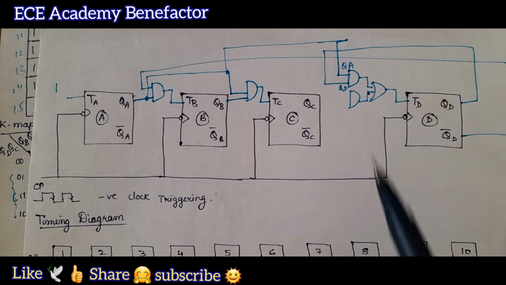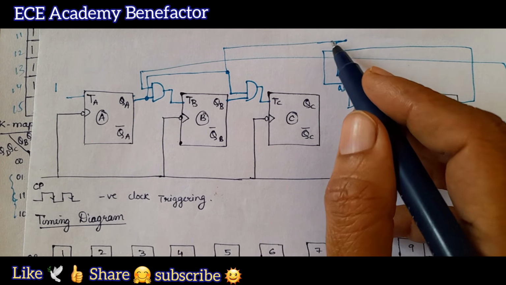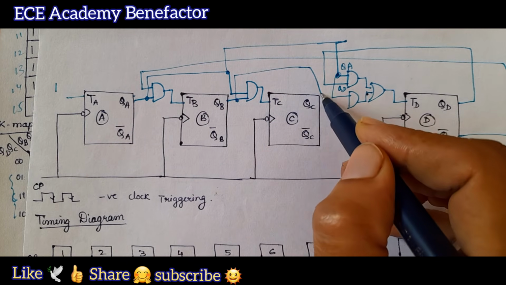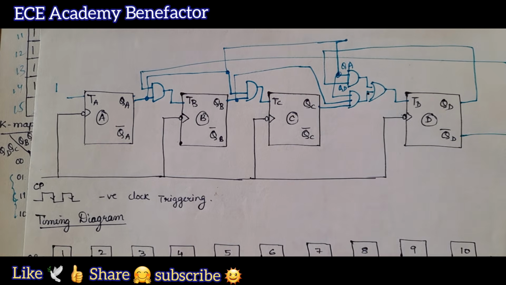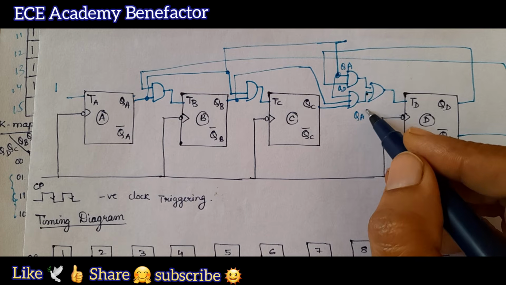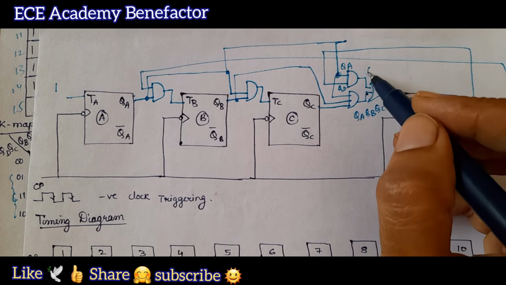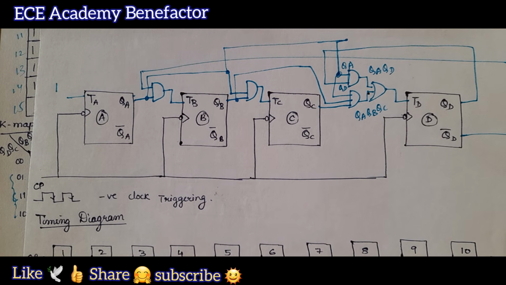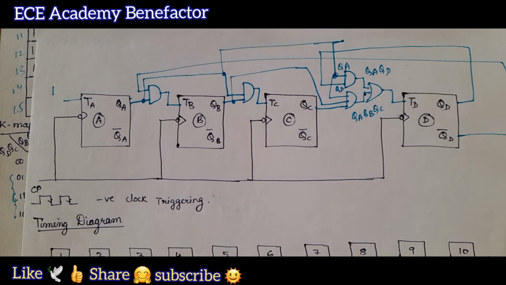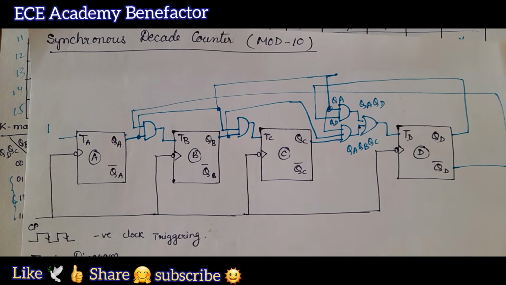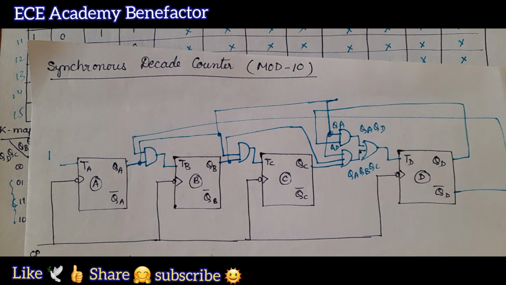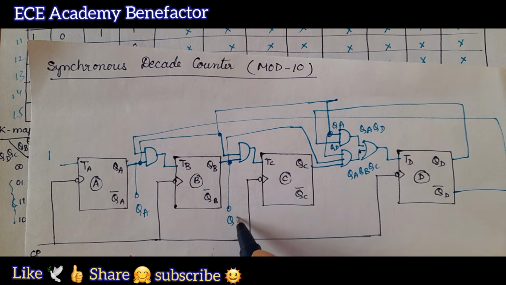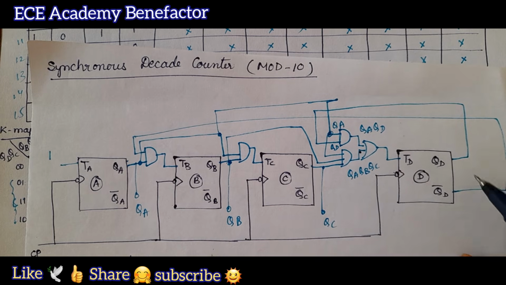Now we need three inputs to this AND gate. One is QA, QB, and another input is QC. What is the output here? QA, QB, QC. The output here is QA, QD. Okay, so in this way we can easily draw the logic diagram of MOD-10 synchronous counter. Outputs we can extract from QA, QB, QC and QD.